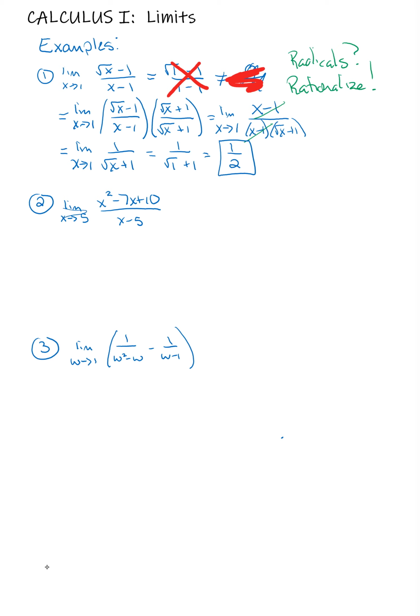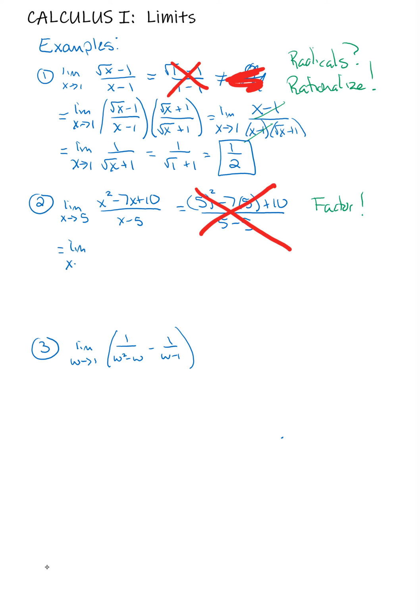Let's take the limit as x approaches 5 of x squared minus 7x plus 10 all over x minus 5. Well, in this case, again, if I were to just evaluate this rational expression, we would end up again with 0 in the denominator. Can't have that. So what do? This one you might actually have already guessed. In this case, it looks like I might be able to factor. And that's exactly what I'm going to try.